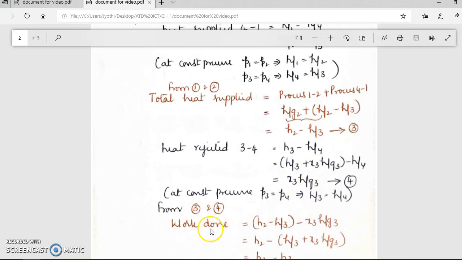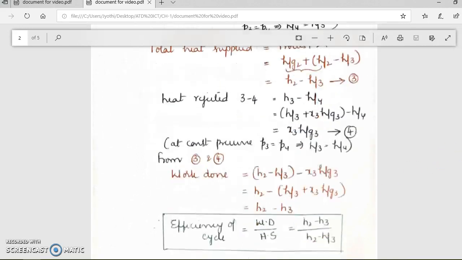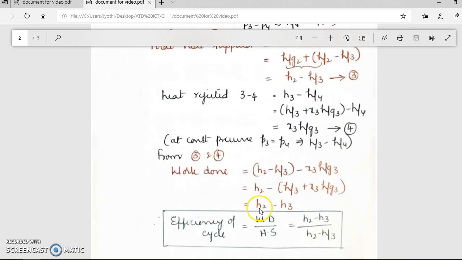Here we can simplify that work done is nothing but heat supplied minus heat rejected, and after simplification we get H2 minus H3. So the efficiency of a Rankine cycle is work done by heat supplied, that is H2 minus H3 by H2 minus HF3.